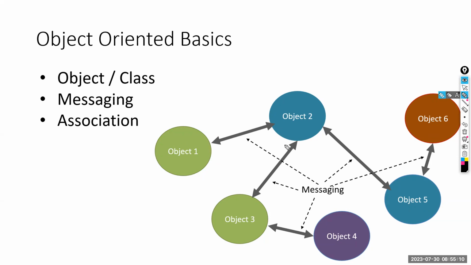So what is messaging? One object calling a behavior of another object is called messaging. As simple as that. If an object calls a behavior of another object, we say the first object has sent a message to the other object. So the third basic concept is association.